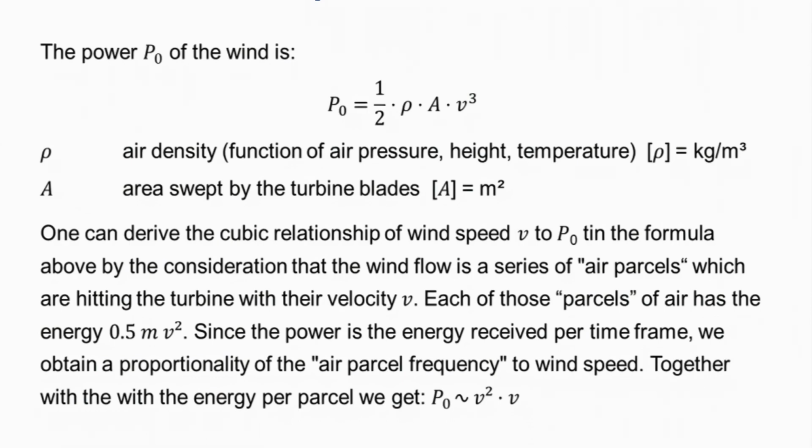One can derive the cubic relationship of wind speed v to P in the formula by considering that the wind flow is a series of air particles or air parcels which are hitting the turbine with their velocity v. Each of those parcels has the same energy, 0.5 m v squared. Since the power is the energy received per time frame, we obtain a proportionality of the air parcel frequency to the wind speed. Together with the energy per parcel, we get P is proportional to v squared times v, and therefore to the cubic velocity.